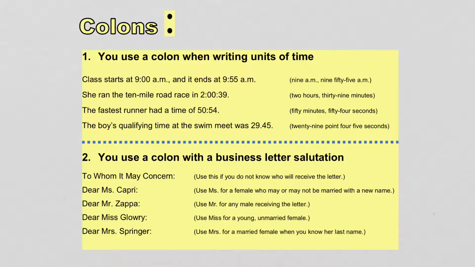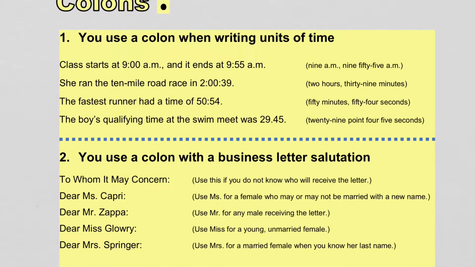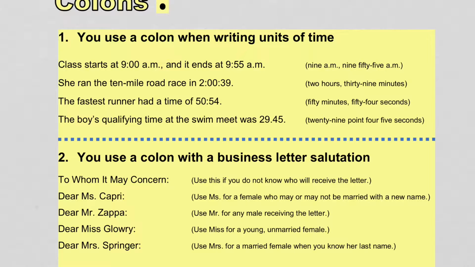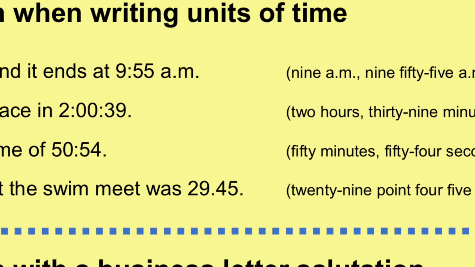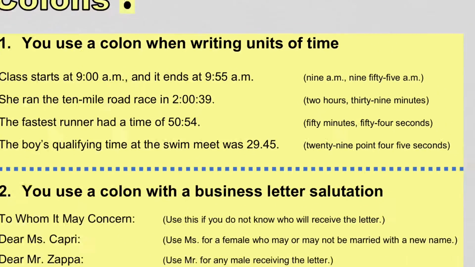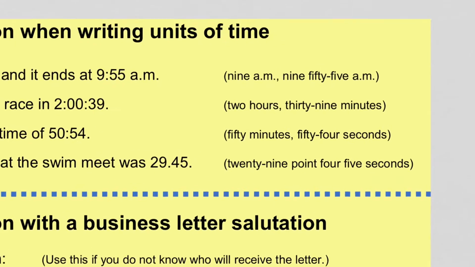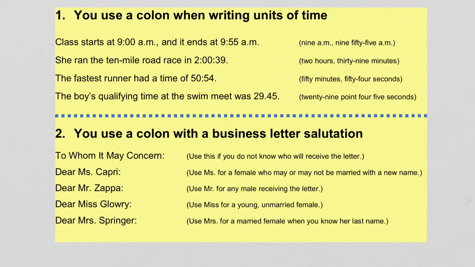Alright, talking about colons, and the first thing to do with colons is talking about writing units of time. So I just have some examples here. First one, class starts at 9 a.m. and it ends at 9:55 a.m. And on the right-hand side, you see I've written it out in words. I've written the times out in words for anybody that can only read the notes and can't access the video. So 9 a.m., right, it would be written 9 a.m. and 9:55 a.m. would be spoken out 9:55 a.m.